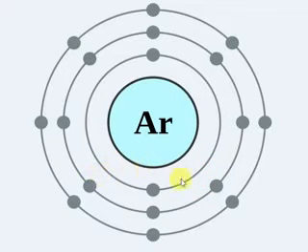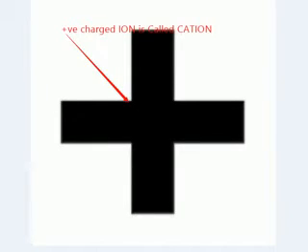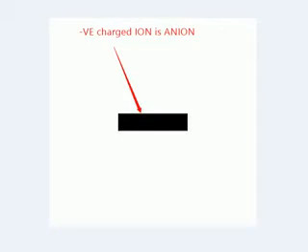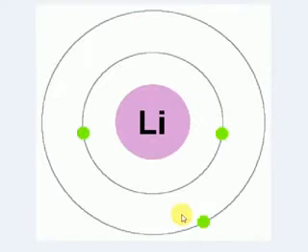Some atoms have nearly 8 electrons in their valence shell and can gain additional valence electrons and become negatively charged. An atom that carries a positive or negative electric charge is called an ion. A positively charged ion is called a cation and a negatively charged ion is called an anion.